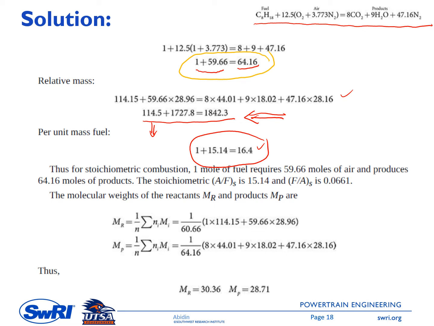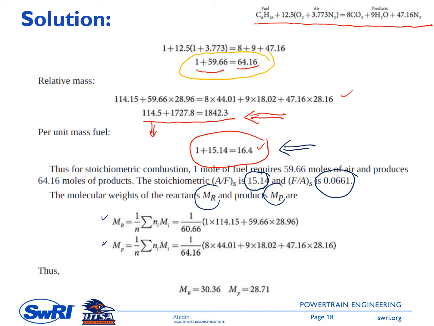Okay, and then from this equation, you know that the stoichiometric air fuel ratio, which is the ratio between air mass to the fuel mass, is 15.14 divided by 1. And then the stoichiometric fuel to air ratio is just the inverse of this stoichiometric air fuel ratio. This is 0.0661.